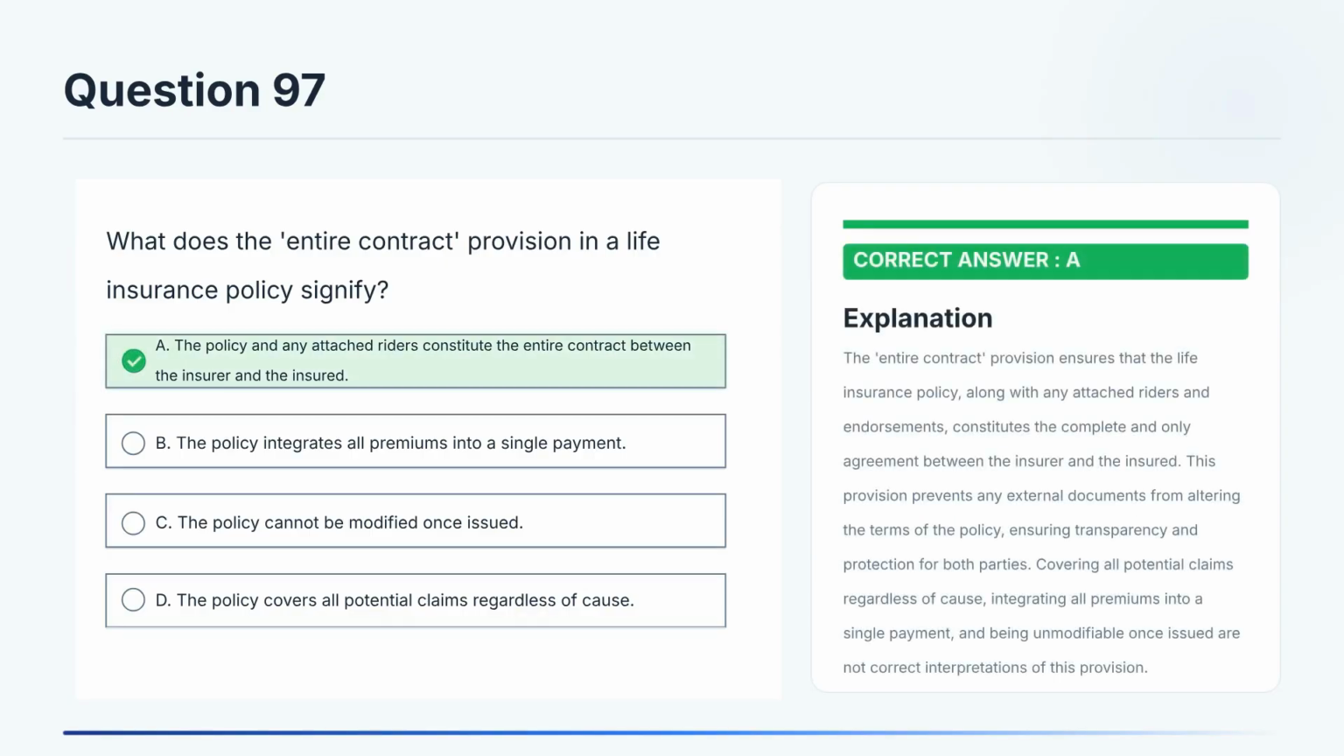The answer is A. The policy and any attached riders constitute the entire contract between the insurer and the insured. The entire contract provision ensures that the life insurance policy, along with any attached riders and endorsements, constitutes the complete and only agreement between the insurer and the insured. This provision prevents any external documents from altering the terms of the policy, ensuring transparency and protection for both parties. Covering all potential claims, regardless of cause, integrating all premiums into a single payment, and being unmodifiable once issued are not correct interpretations of this provision.